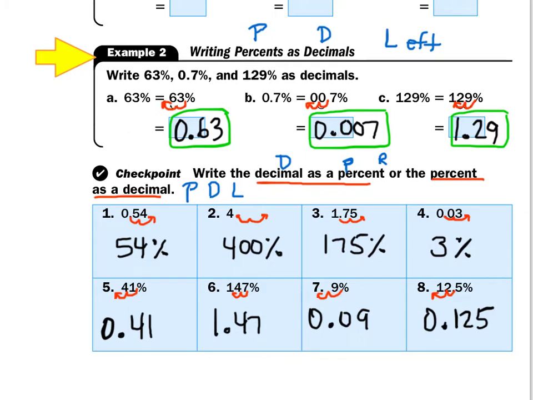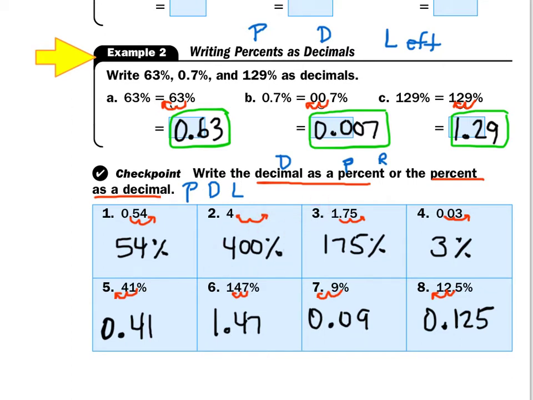Okay, so now we're going to practice both of those. So take a look at number 1. If I have a decimal, 0.54, and I want to make it a percent, I grab the decimal point and move it 2 places to the right and put the percent symbol on. So it's 54%. For number 2, if I want to change 4 into a percentage, grab the decimal point, move it 2 places to the right, and add those zeros. So that would be 400%.